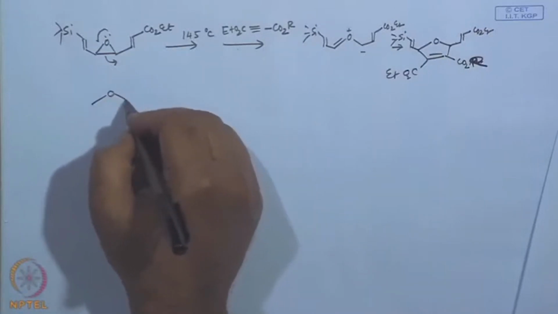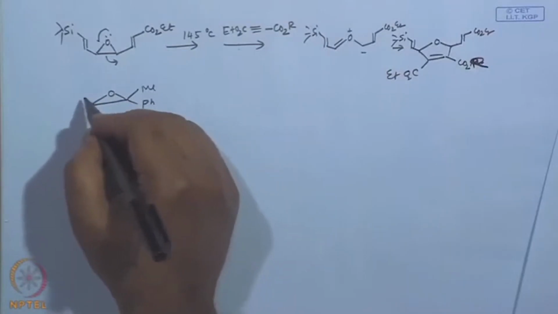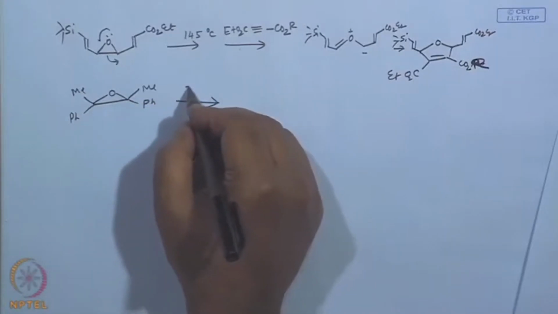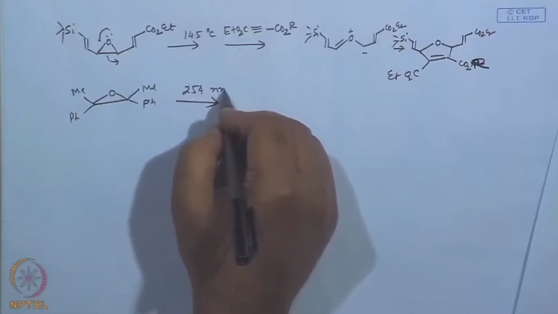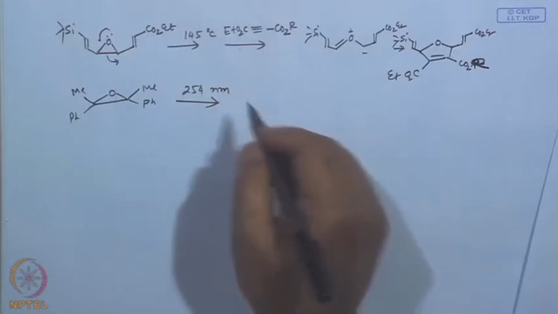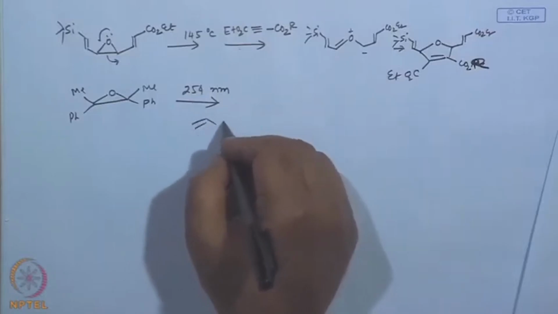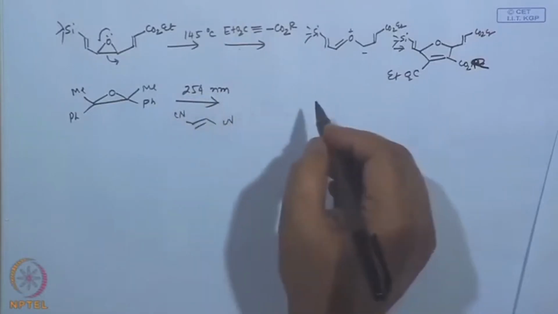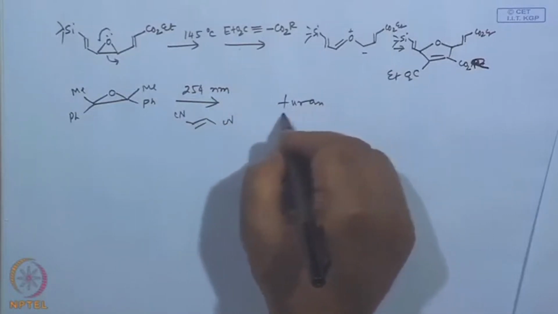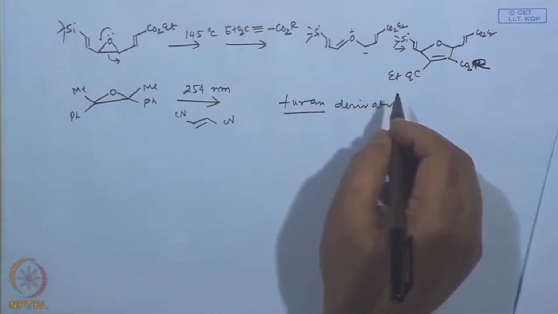And more interestingly, there is one more example where you have a heavily substituted epoxide, with methyl and phenyl as substituents, and this base. If you photolyze at 254 nanometer, you can also get these carbonyl ylides, and then they can be trapped with these cyano compounds, and the corresponding furan derivative is obtained. Okay. So, it is a very general reaction.